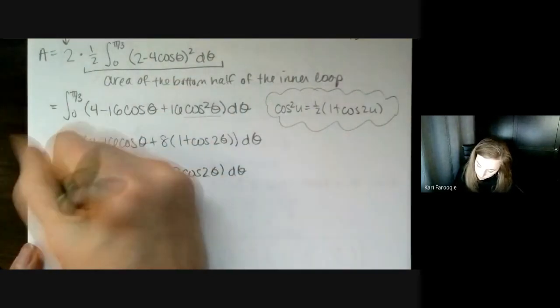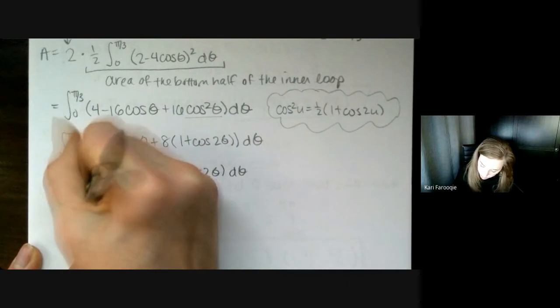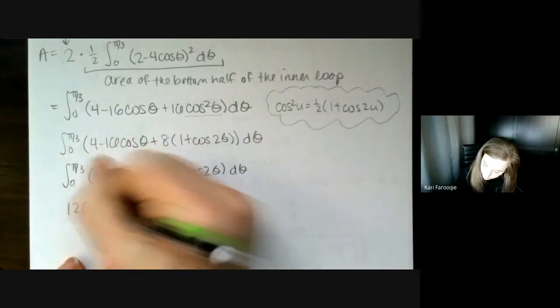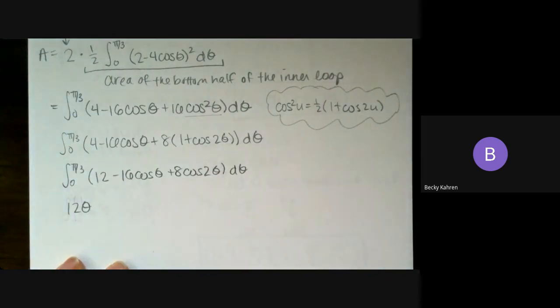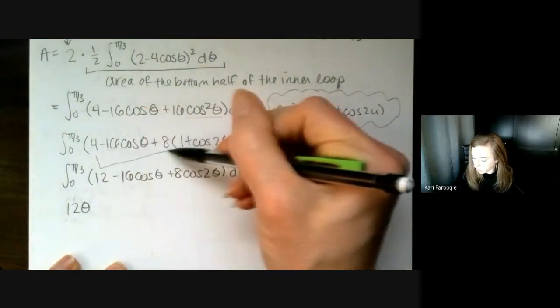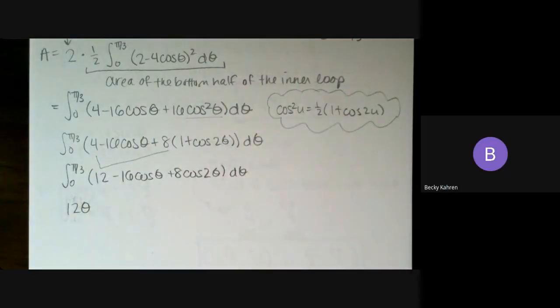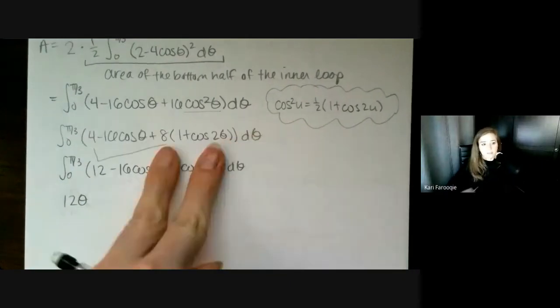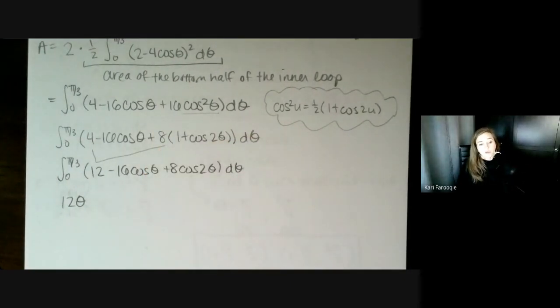I'm ready to integrate. Here I am writing my integration symbol over again. Quick question, where did we get the 12 from? So the 12 came from the 4 and the 8. Okay, that's fine. Yeah, and then this just came from distributing the 8.